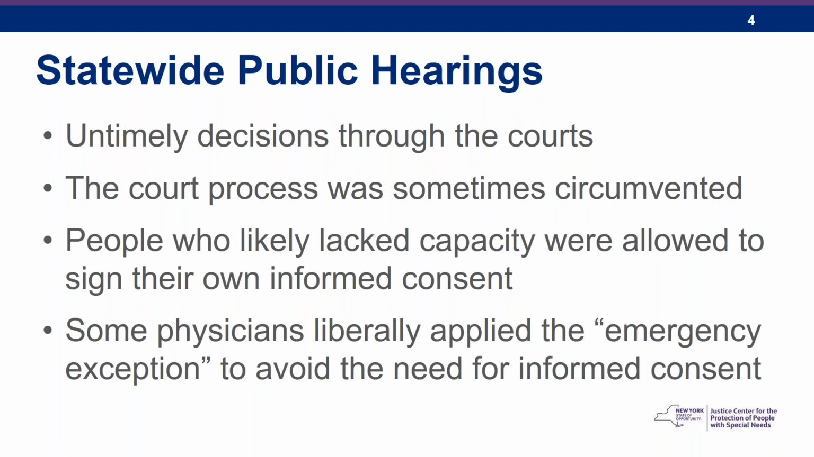So at the statewide public hearings, what we found is that there were untimely decisions offered through the court process for informed consent. At that time, the only way for someone without a guardian or a potential surrogate to make their decision, a family member or someone, the only way to obtain informed consent would be to go through the court, and it was costly.